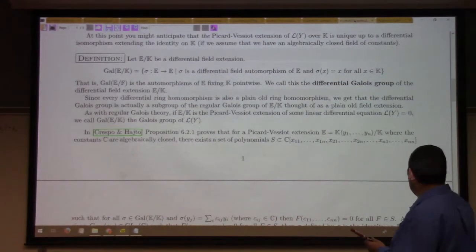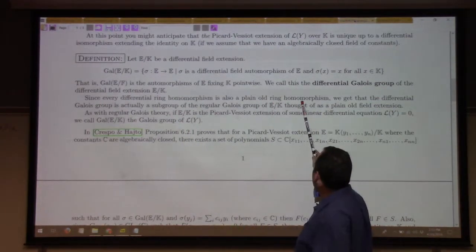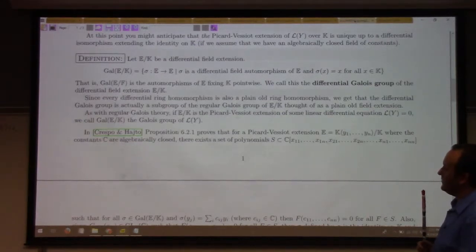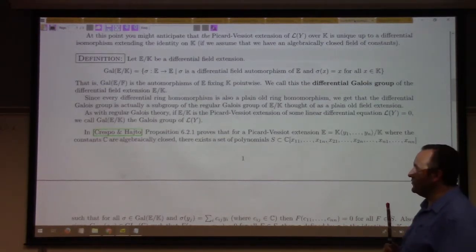So since every differential ring homomorphism is also a plain old ring homomorphism, we get that the differential Galois group is actually a subgroup of the plain old Galois group of E over k, thought of as a plain old field extension. Neat. So what does this mean? If E over k is the PV extension of some linear differential equation, then we will call Gal E over k the Galois group of it.